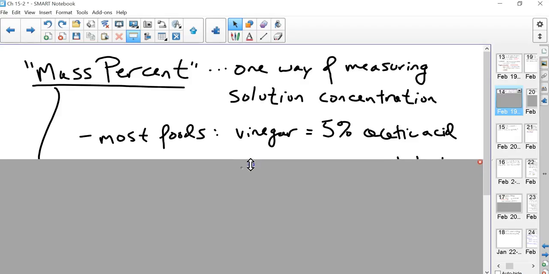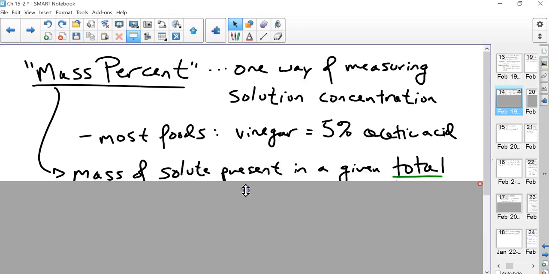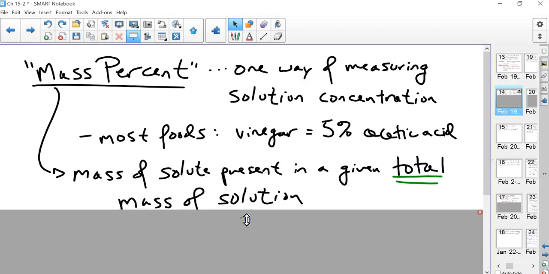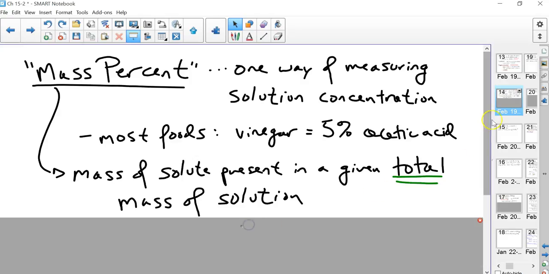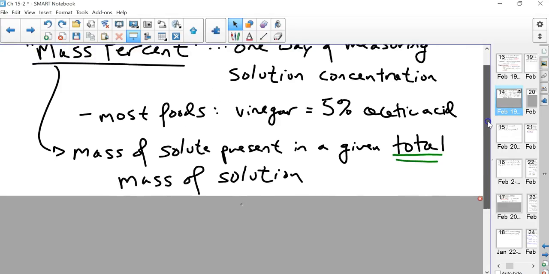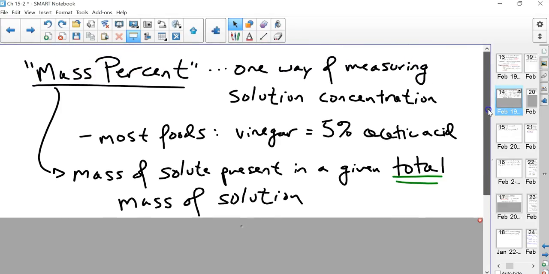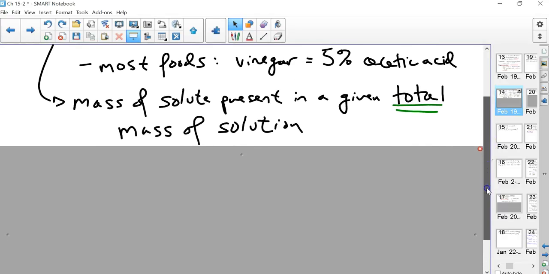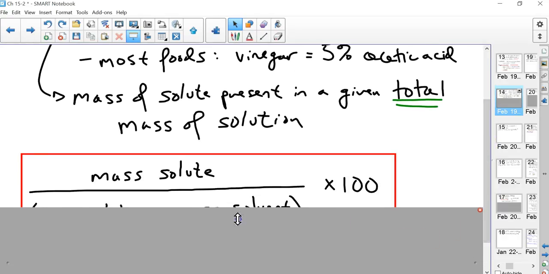Another example, vinegar, by law, we're going to learn about this later, by law, believe it or not, must contain 5% acetic acid. So that percent is a mass percent. So remember, percent always means part over the whole, and that's what mass percent means when we're talking about solutions. The mass of solute, remember the solid that is dissolved, the mass of solute present divided by the total mass of the solution.